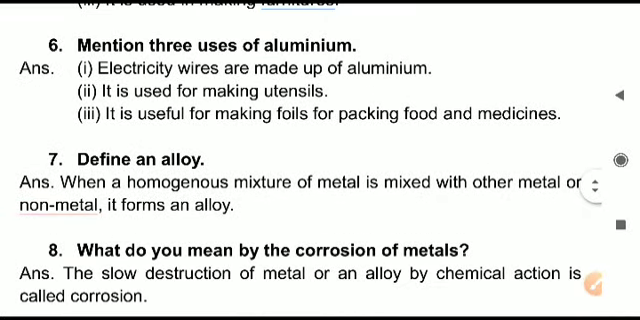Next, 6th question, mention 3 uses of aluminium. First, electricity wires are made of aluminium. Second, it is used for making utensils. And third, it is useful for making foils for packing food and medicine. These are the various uses of the aluminium metal.